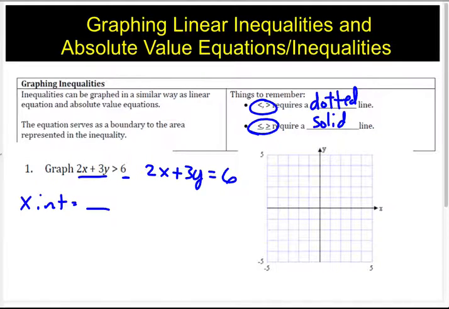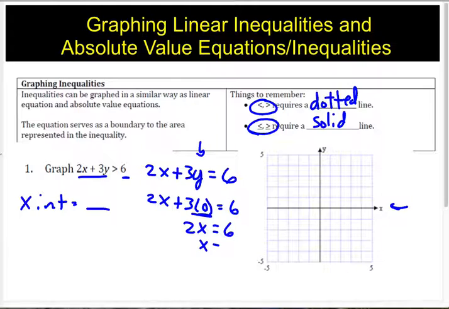the easiest way to find the x-intercept, where it crosses the x-axis right here, is when y is equal to 0. So if they ask you to find the x-intercept, just plug in 0 for y. 2x plus 3 times 0 equals 6, or 2x, this just equals 0 so it cancels out, equals 6, and you can see that x equals 3. So my x-intercept is 3.